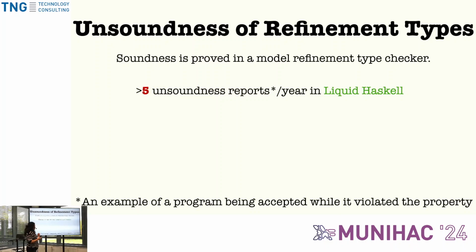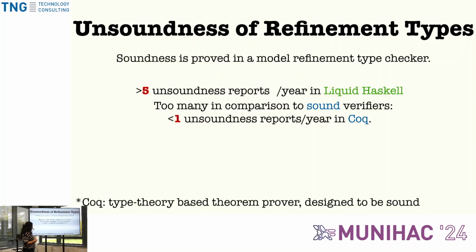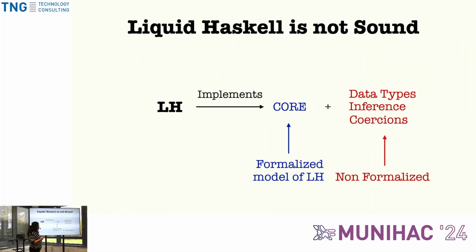I don't know if that's big or small, but a good comparison is Coq. Coq is a type theory-based theorem prover, and their designers say that they receive about 1 unsoundness report per year, right? So 5 is bad, but it's not terrible. So what is happening here? Why is this the case?